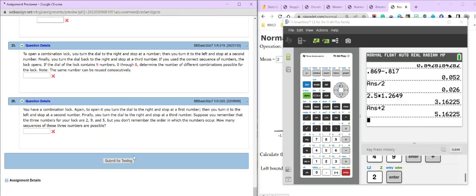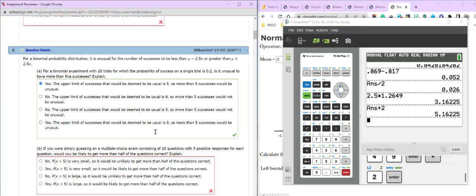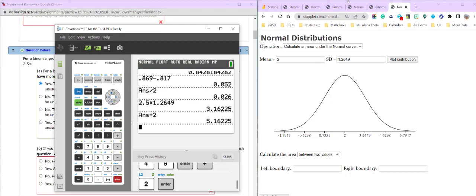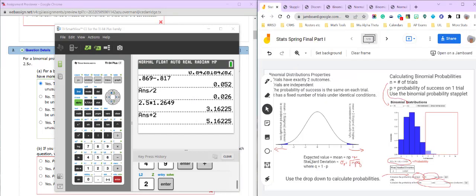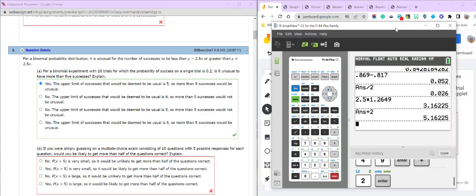So let's hit submit, see if I get dinged on this one. Yep, that's it. It's very close to 5, so they were very happy with that number right there. What I did is I took the standard deviation times 2.5, and then I added it to the mean. So basically, on the Jamboard, I did this calculation right here. I said mean, which is 2, plus 2.5 times your sigma, which was 1.2649. Okay, so we got that one right.